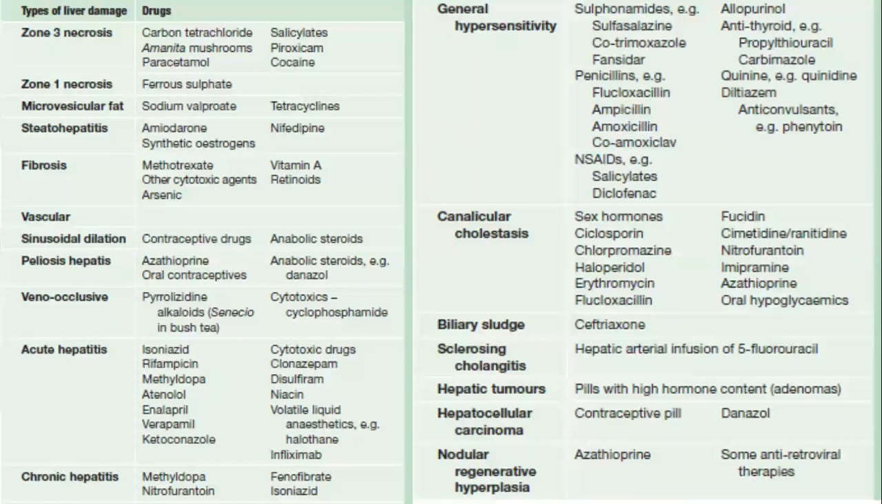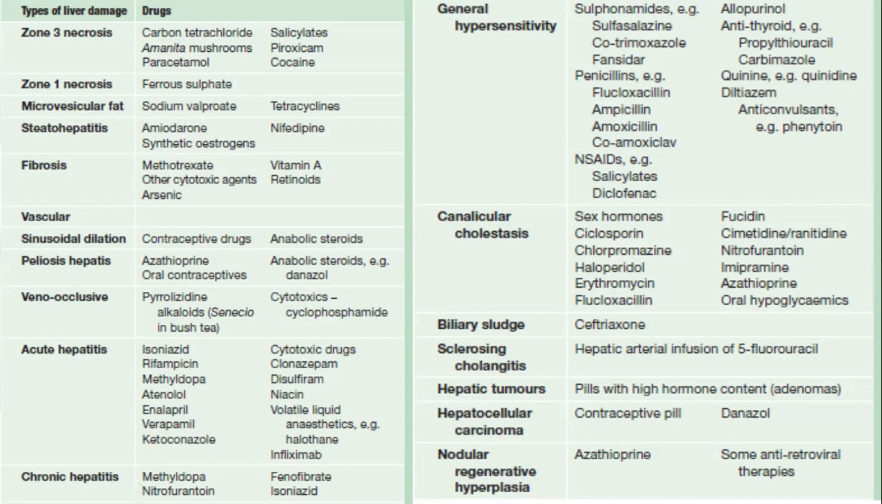Can you see this table? These are types of liver damage and the correlated drugs. For example, zone 3 necrosis with paracetamol, cocaine, piroxicam, and so on. Zone 1 necrosis, ferrous sulfate. Microvesicular fat, sodium valproate, an antiepileptic, and tetracycline, an antibiotic. Steatohepatitis, amiodarone, an antiarrhythmic, nifedipine, an antihypertensive, and synthetic estrogen.